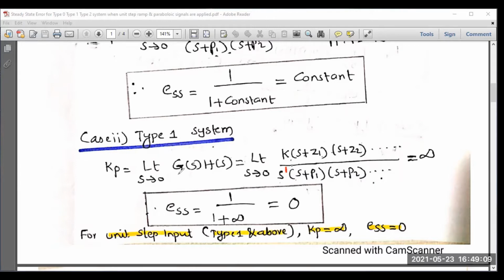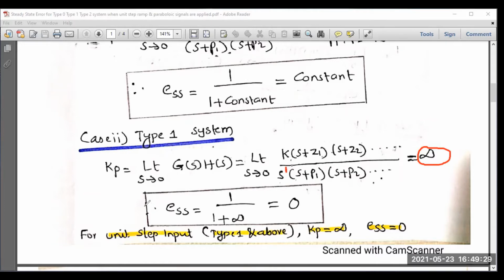So if I substitute the value, that means put s equal to 0, the above term will be constant only. So constant divided by 0. That means constant divided by 0 is nothing but infinity. 2 by 0 is infinity, 3 by 0 is infinity, likewise. Constant by 0 will always be infinity.